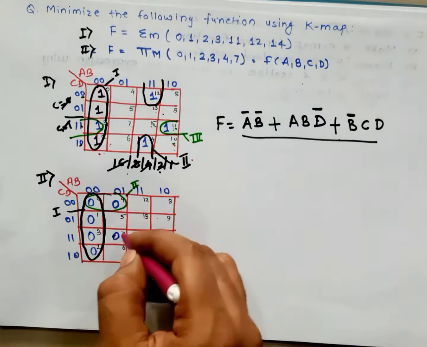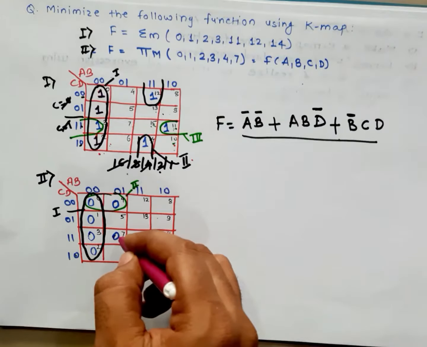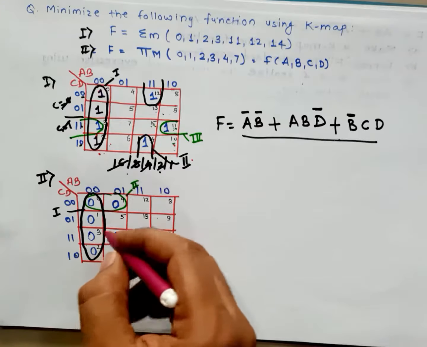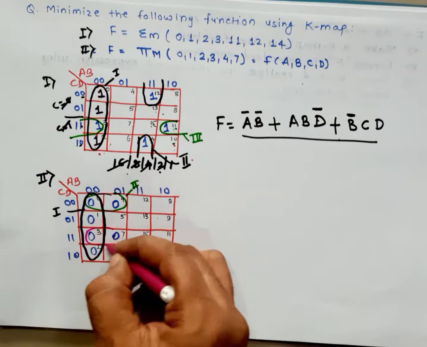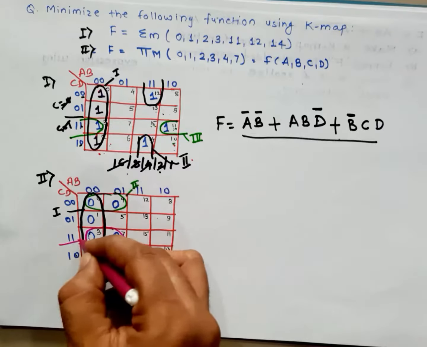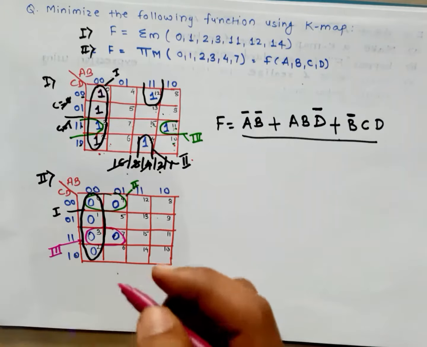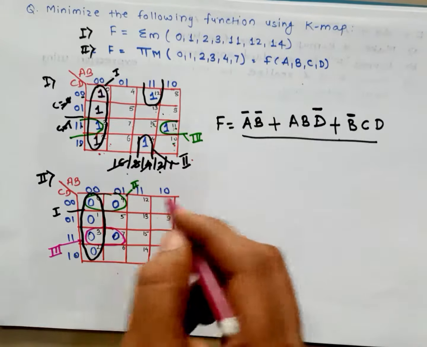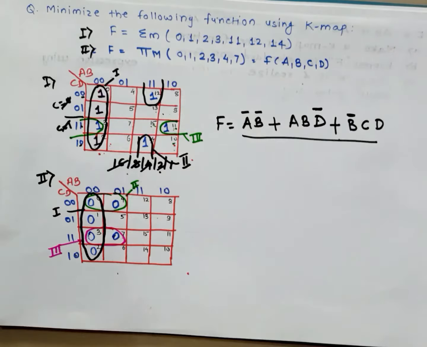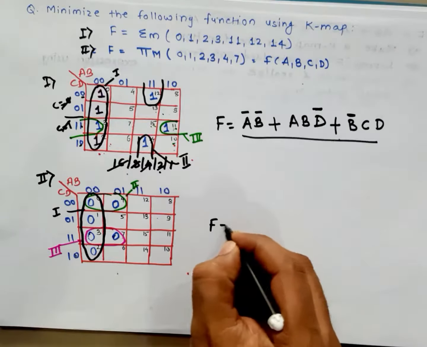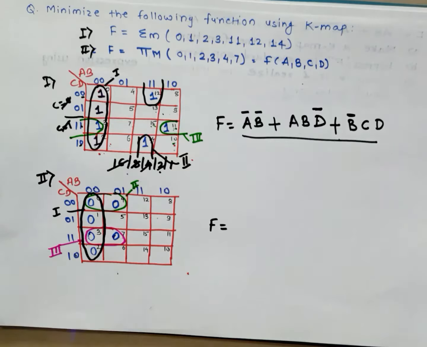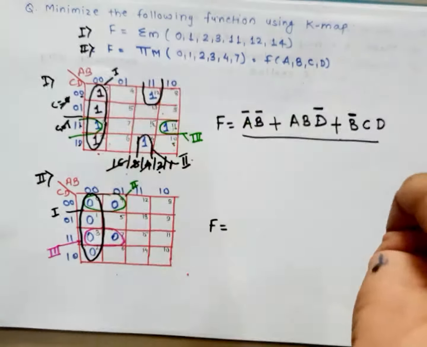Then the remaining cell having a 0 value is 7, so consider the adjacent cells. Yes, 3 is adjacent and has a 0 value, so we can easily make a group of these 2 cells. So here we'll get 3 groups. So in the final equation we have 3 terms, but it should be in a POS form because the given function is a POS function.